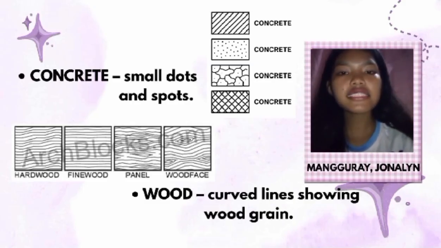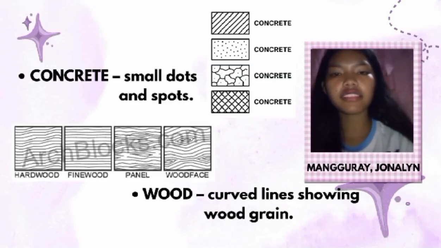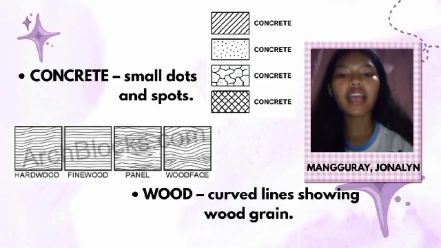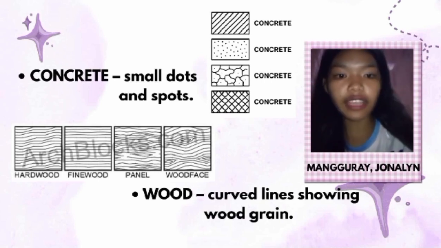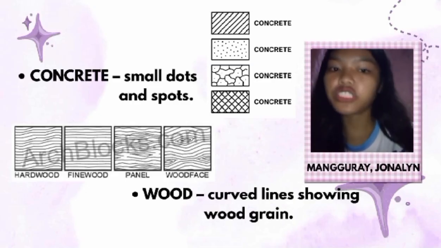The last type of hatching is wood. Wood is shown with curved lines representing wood grain. The hatching for wood uses curved lines that mimic the natural appearance of wood grain in a cross section, which can vary in density and direction to add texture and realism.